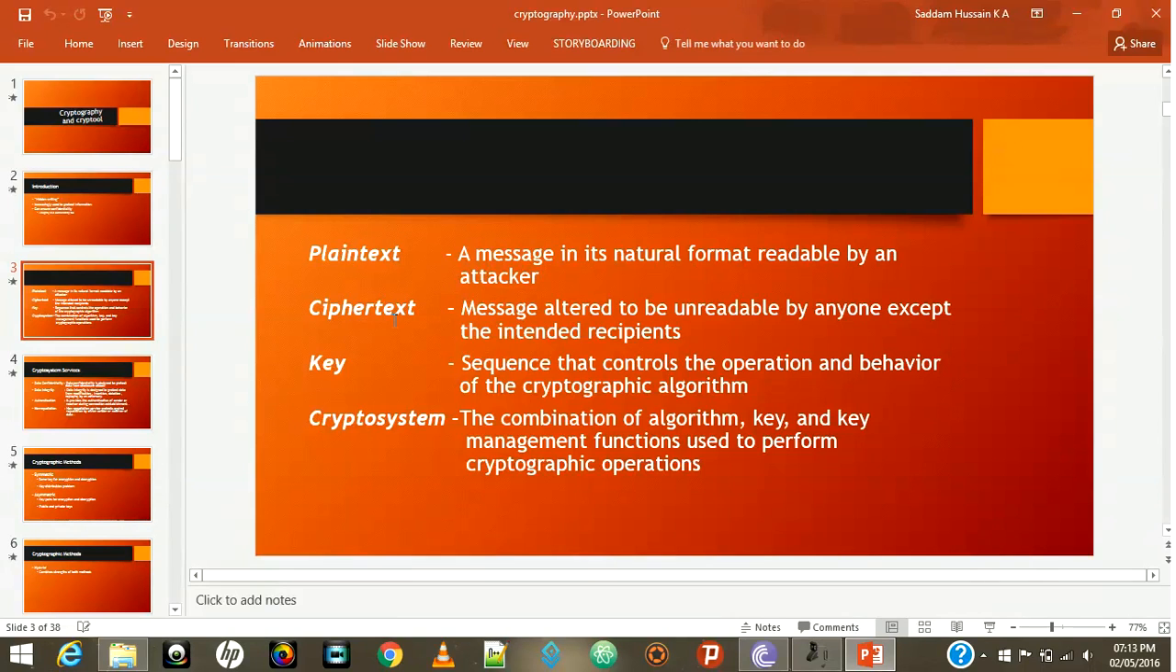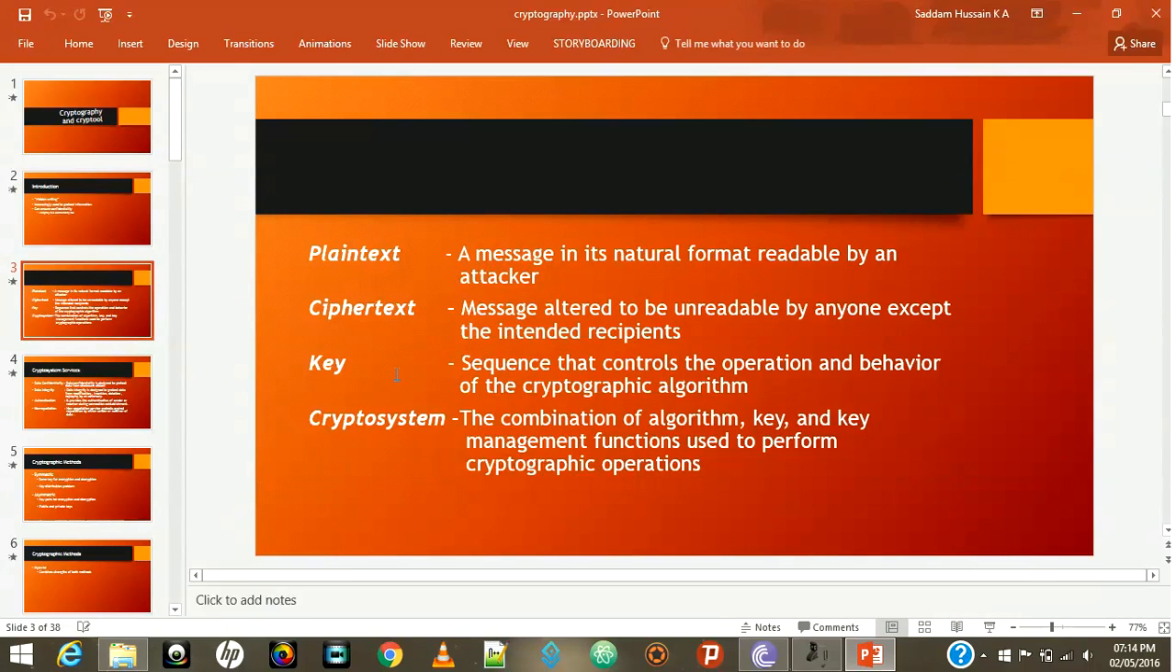Next comes ciphertext. What is ciphertext? Ciphertext is a message altered to be unreadable by anyone except the intended recipient. In the sense, ciphertext is the message that is readable only by the authorized persons. It can't be read by any other recipients. Okay, that is ciphertext.